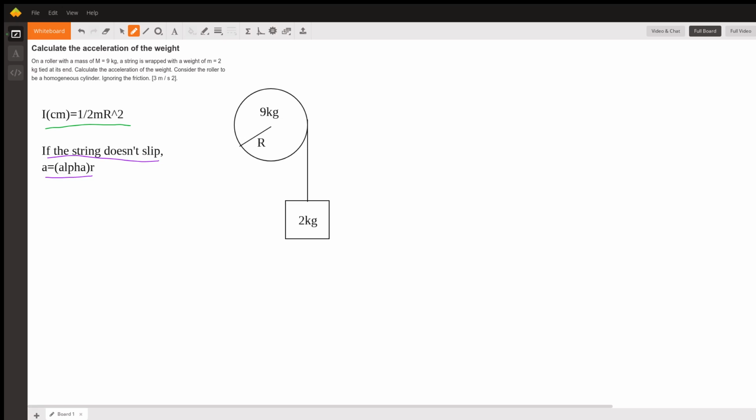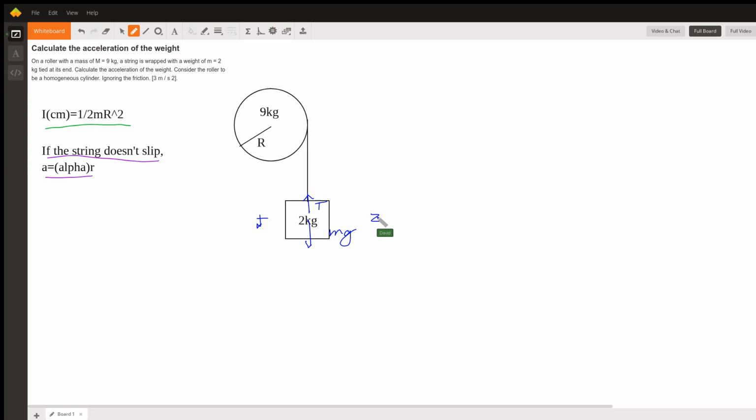First of all, I'm going to sketch a free body diagram of the hanging mass, which has two forces acting on it: mg down and tension up. And of course, I'll designate a positive direction of down in this case, because I always tell my students, make the positive direction the direction of the acceleration, if at all possible.